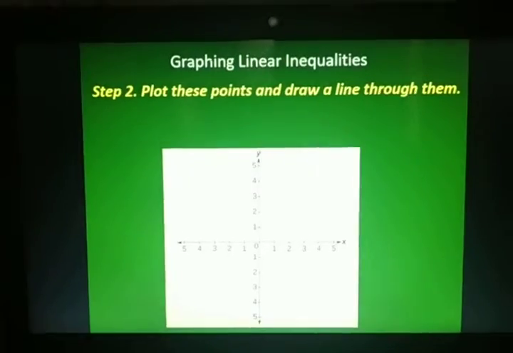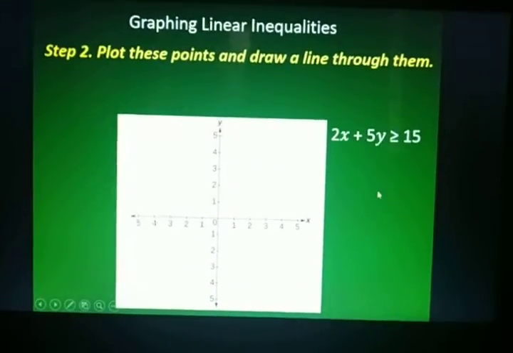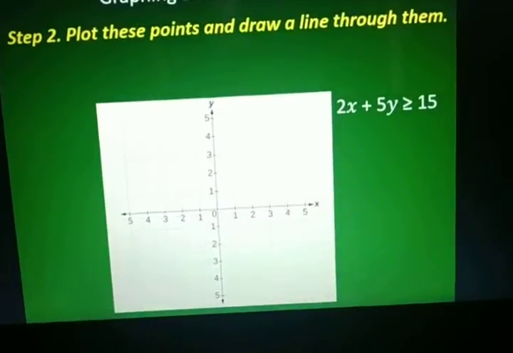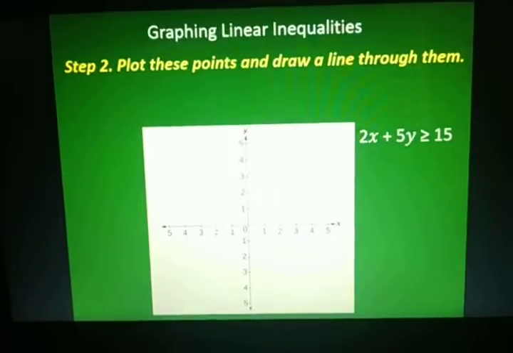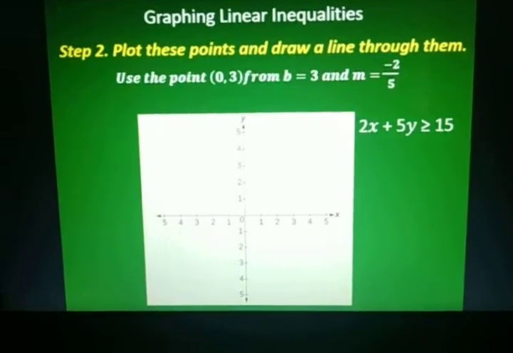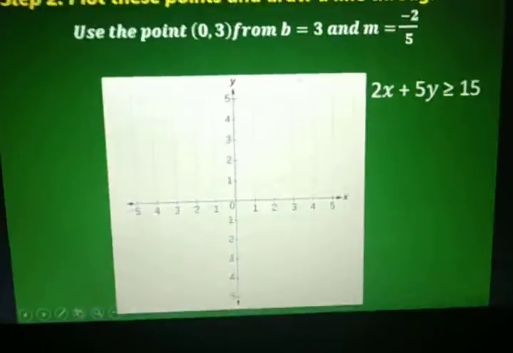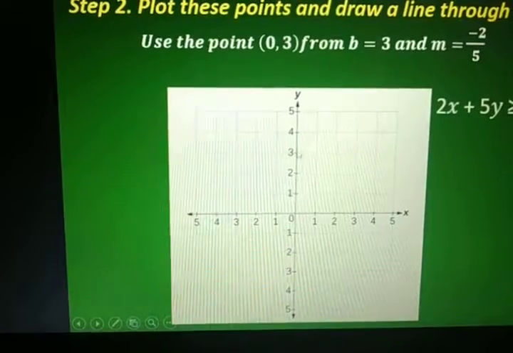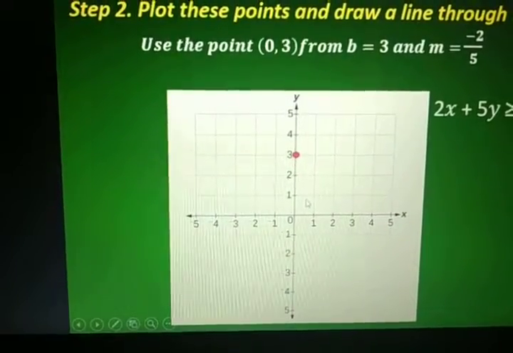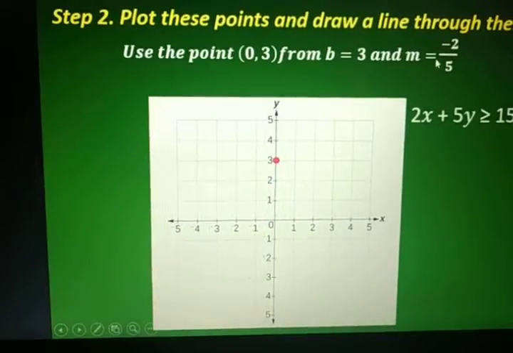Okay, plot these points and draw a line through them. First point, remember ha, 2x plus 5y is greater than or equal to 15. Dala lang. There. Use the point 0, 3 from your y-intercept 3. So where is 0, 3? 0, 3 must be here. Point, ara na. Then let's move this point to locate using the slope.